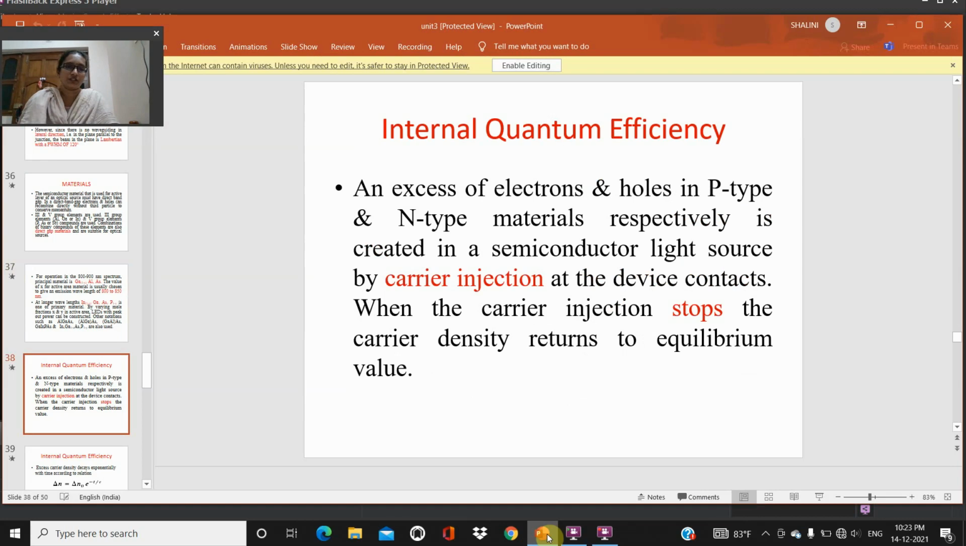Internal quantum efficiency. What is internal quantum efficiency? There should be an excess of electrons and holes in p-type and n-type materials respectively, created in a semiconductor light source by carrier injection at the device contacts. Due to the excess of electrons and holes, when the carrier injection stops, the carrier density returns to equilibrium value.